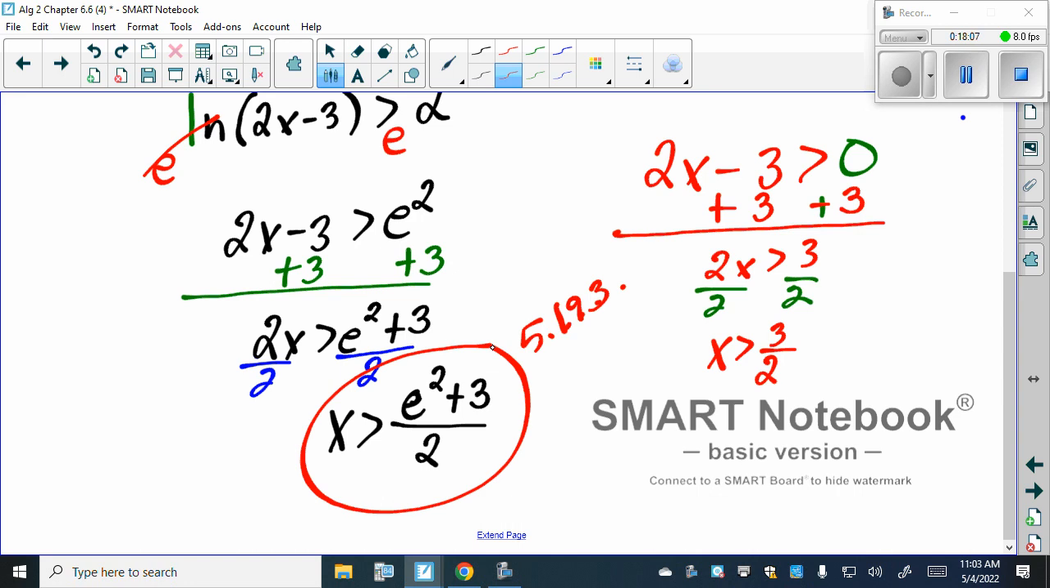That's our answer. Because it's only when those restrictions come into play that we need them. Because if it had said x is less than this, okay, we would have to add in the fact that x has to be greater than 3 halves. Any other questions on these here?